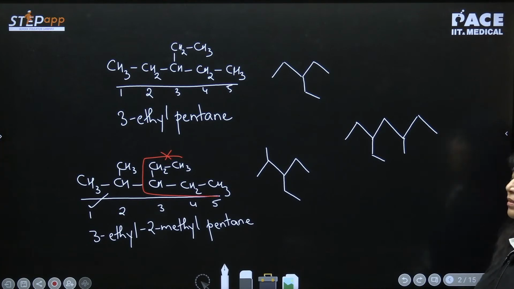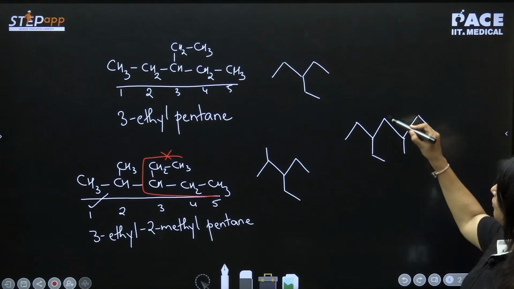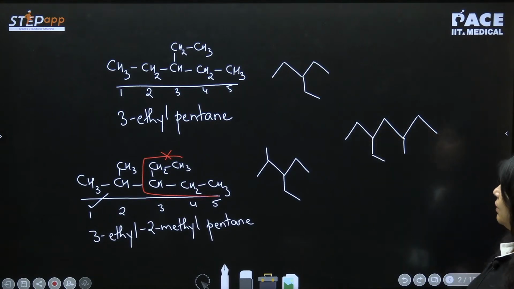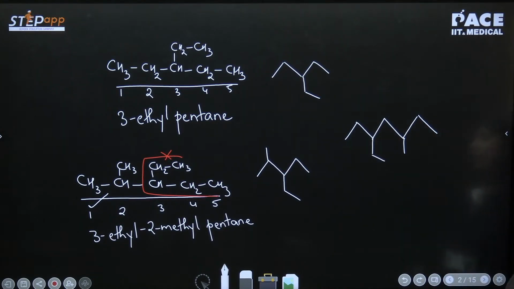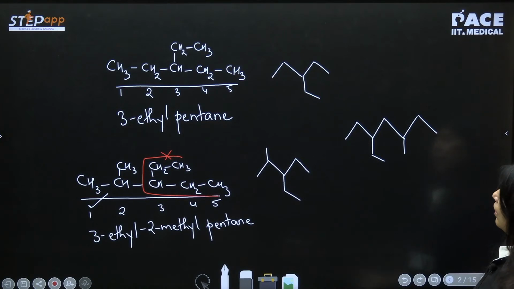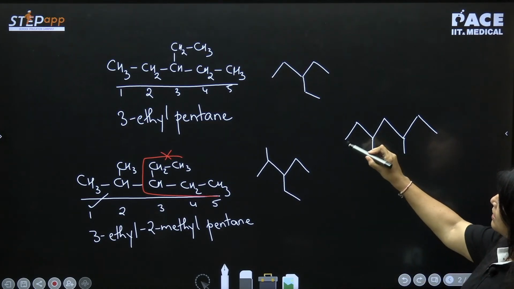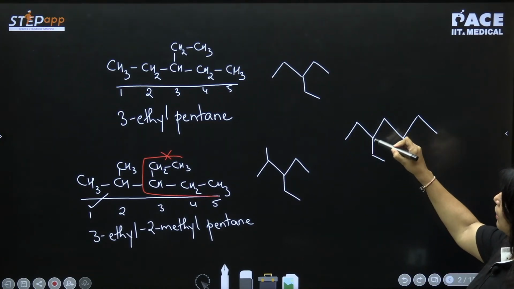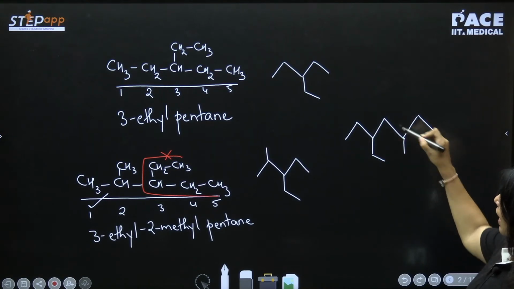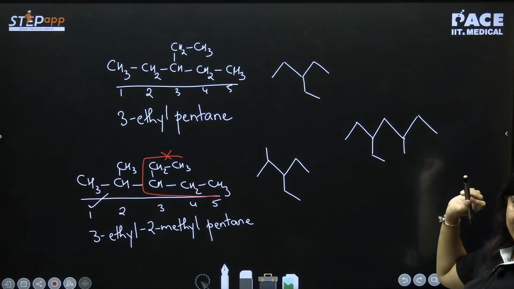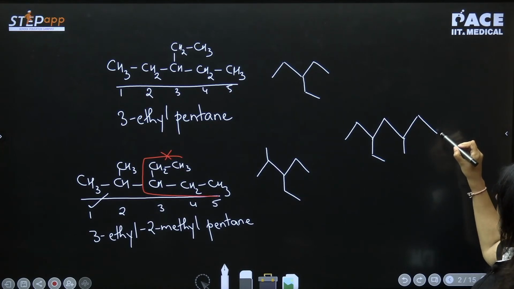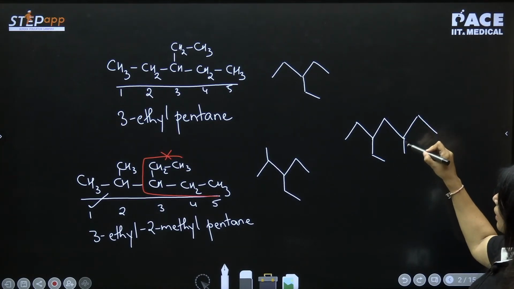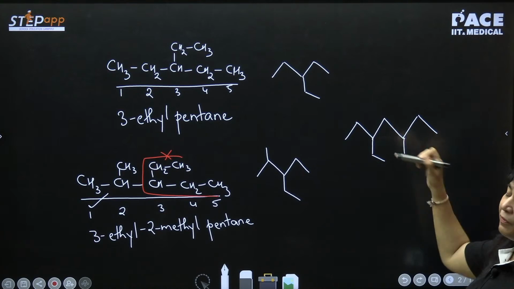Now in this case, the parent chain 1, 2, 3, 4, 5, 6, 7 carbon, 7 carbon chain. So it is heptane. Numbering now. If I number from this end 1, 2, 3, 3rd carbon has a substituent and 5th carbon also has a substituent. What if I number from the right side? 1, 2, 3. 3rd carbon has a substituent as well as 5th carbon.